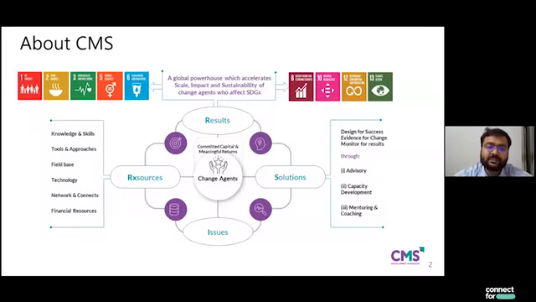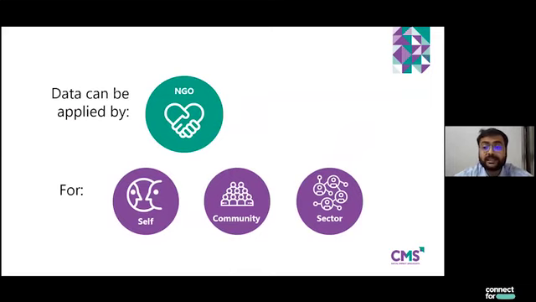So CMS is an organization that works with change agents to scale impact and the sustainability of the change agents and our partners who affect the SDGs. We do that through resources and solutions. Some of our solutions include designing of interventions, supporting evidence-based decision making, monitoring of programs, among others. So I'll be talking about how data can be applied by NGOs for themselves, for the community that they work for, and the sector and the policymakers at large.